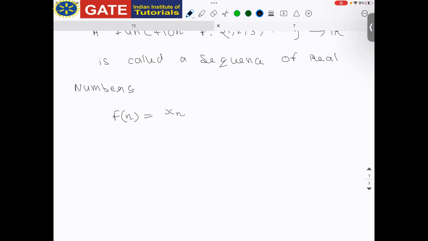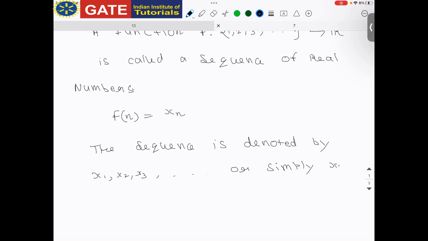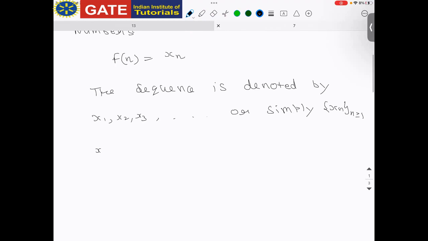Okay, so our sequence will be, the sequence is denoted by x1, x2, x3 and so on, or simply we will write xn, n greater than equal to 1, where xn is the nth term of the sequence.